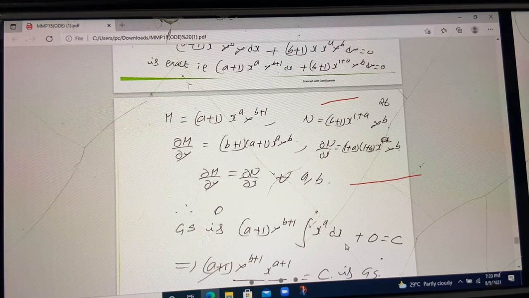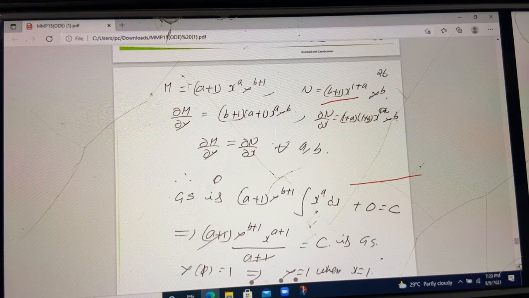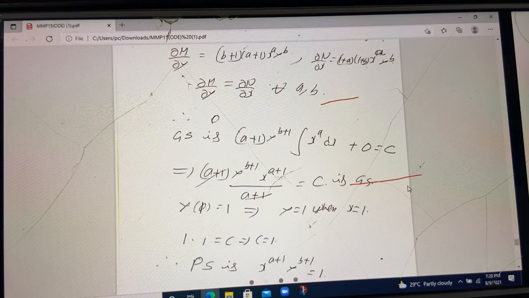x power a into dx, plus terms of N not containing x, that means 0 dy, is equal to constant. So, a plus 1, y to the power of b plus 1, x power a plus 1 by a. For x power n, what is the integral? x power n plus 1 by n.